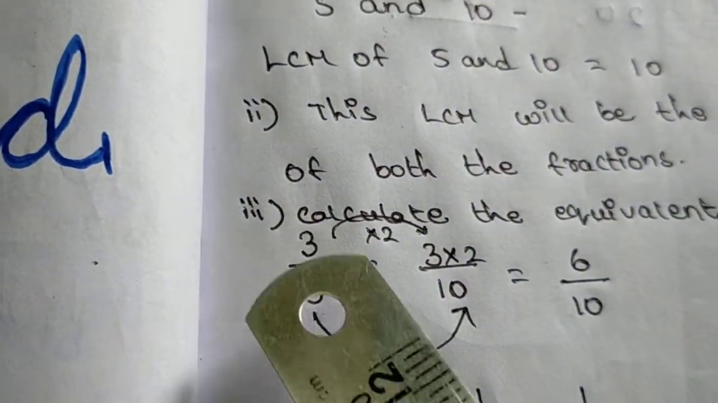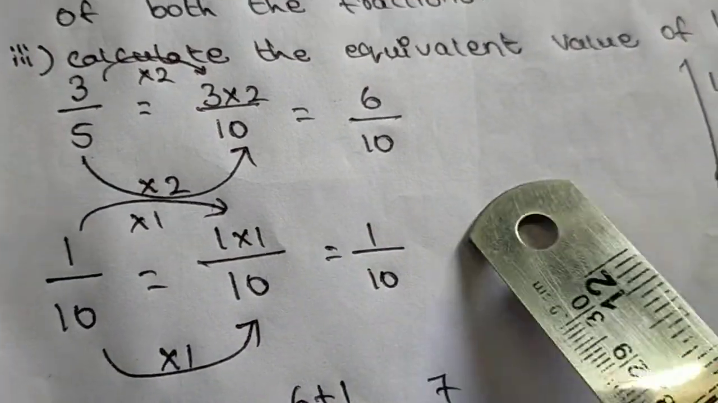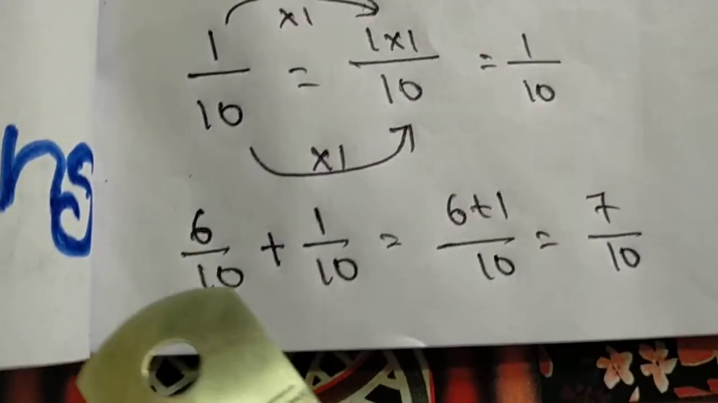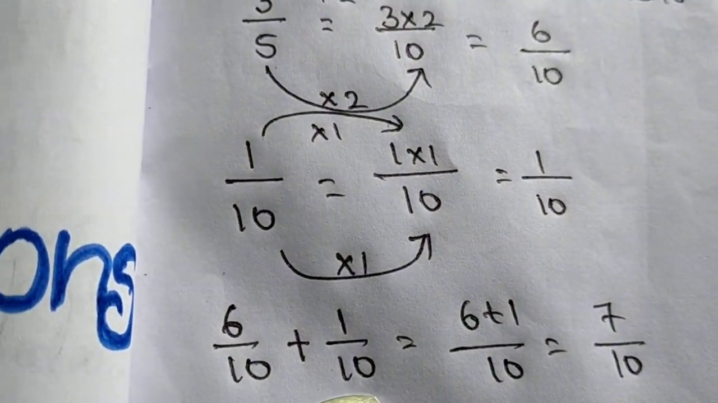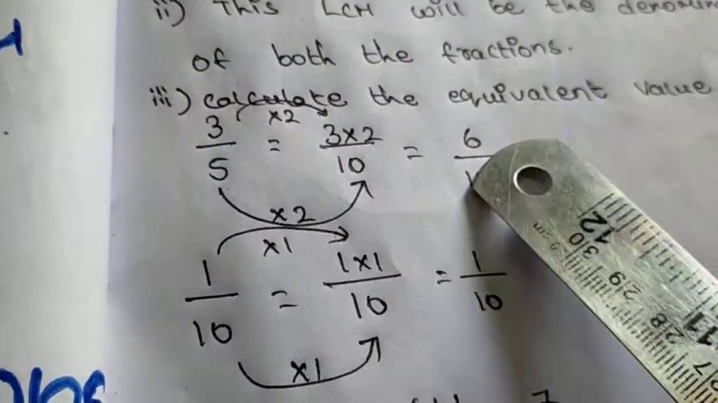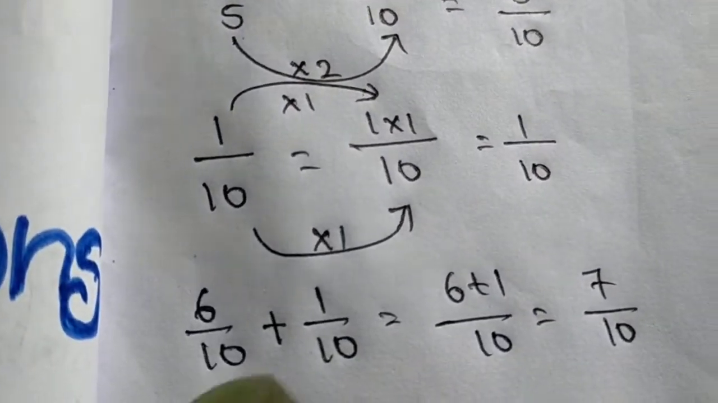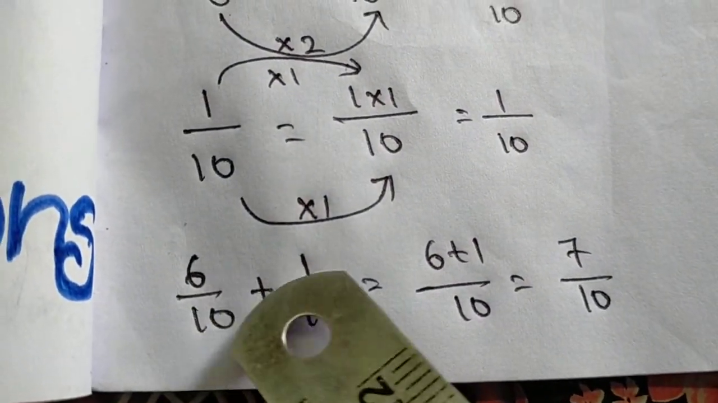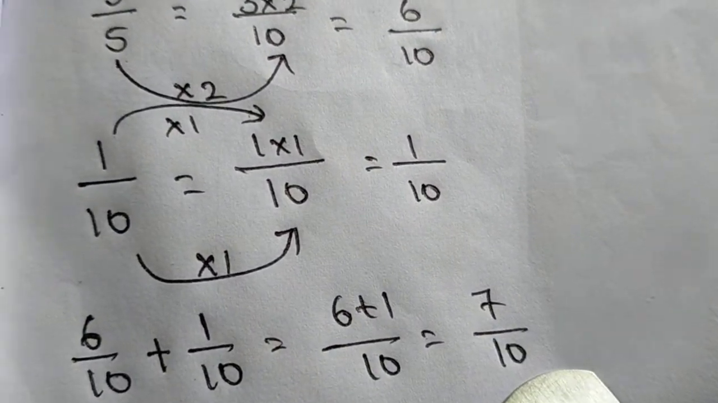So the fraction 3 by 5 is equal to 6 by 10, and the fraction 1 by 10 is equal to 1 by 10 only. Now both the fractions have the same denominator. That means you have converted these two unlike fractions into like fractions. Now you can add them: 6 by 10 plus 1 by 10. You add the numerators, you will get 7 by 10.